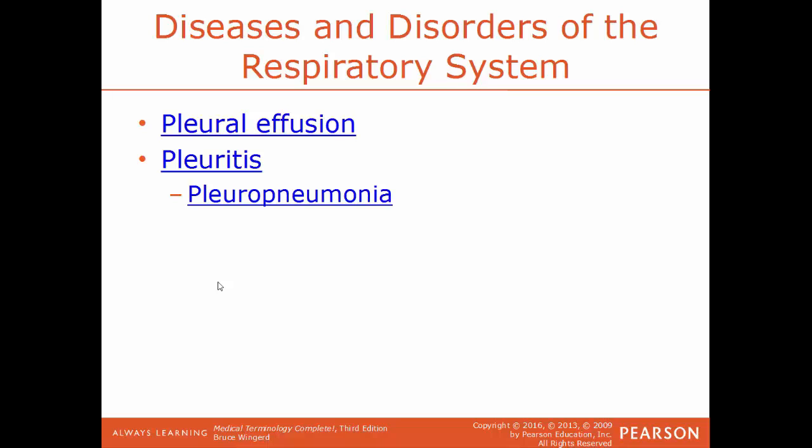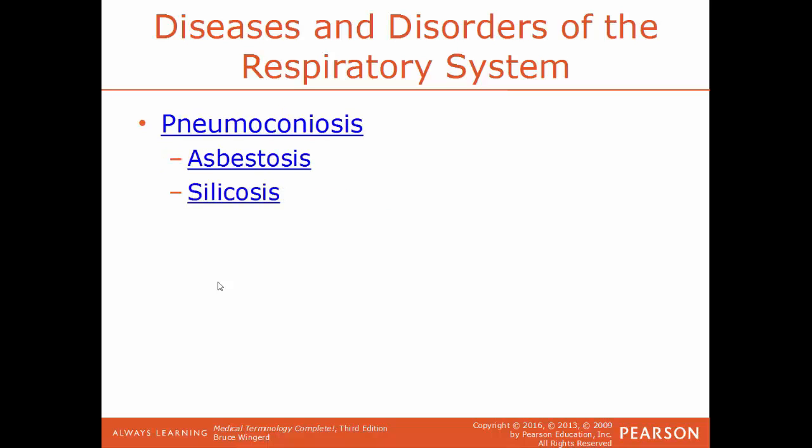Pleuritis is the inflammation of the pleura, also known as pleurisy. This can make breathing very, very painful because you are impacting the membranes that wrap around the lungs and also the inside of the chest cavity. So any kind of movement would be quite uncomfortable. And the complication that usually goes along with this condition is our next term, pleuropneumonia, which is a form of pneumonia caused by pleurisy. Our next term, pneumoconiosis.